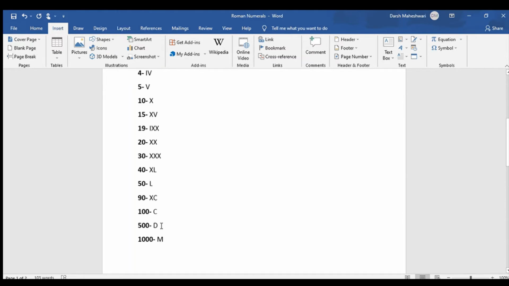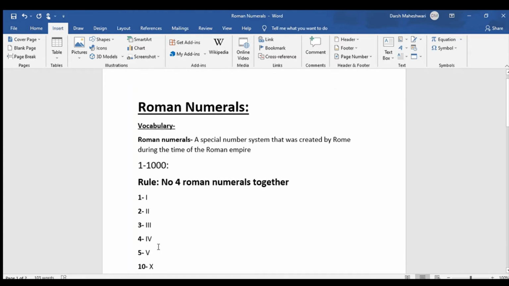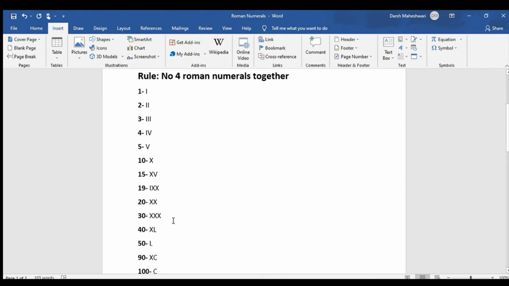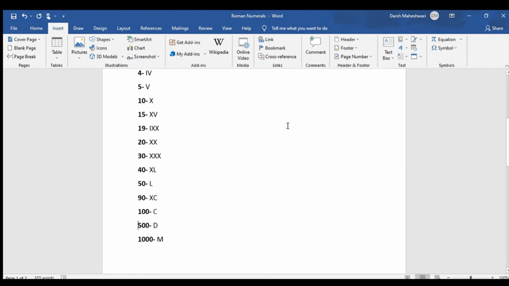Using that, let's just go over the other ones. 500 is D, and 1000 is M. So that's all the Roman numerals you'll need for 1 through 1000. Now you should be able to make any number from 1 through 1000.